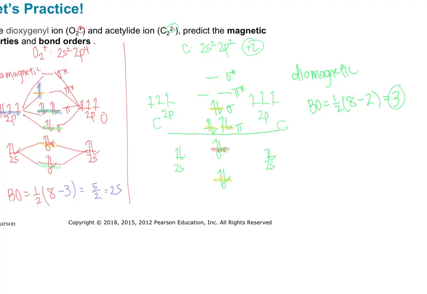Let's do the electron configuration for our acetylide ion, C2 2 minus, over here. Starting with our valence orbitals, we have sigma 2s with 2 electrons in it, sigma 2s star up here with 2 electrons in it, and then we go up to our pi orbitals. Our pi 2p has 4 electrons in it, and then we have our sigma 2p, which has 2 electrons in it. So that is how we would write those electron configurations.